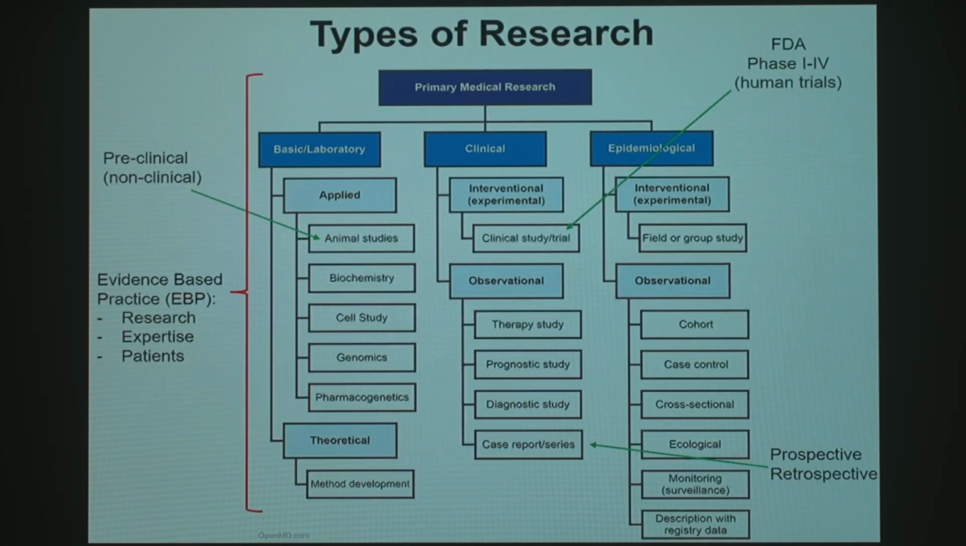So here is medical research. It's broadly divided into 3 different groups. You have laboratory-based, clinical, and population studies. For the latter 2, there are interventional and observational arms, meaning interventional research is where the researcher actually changes a variable, it manipulates a variable.